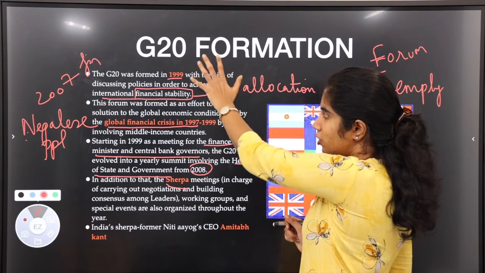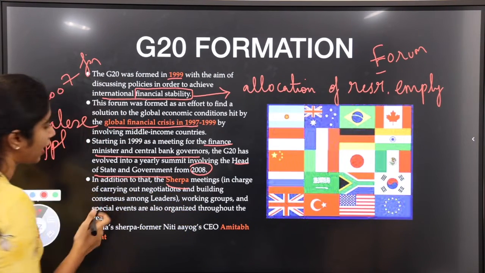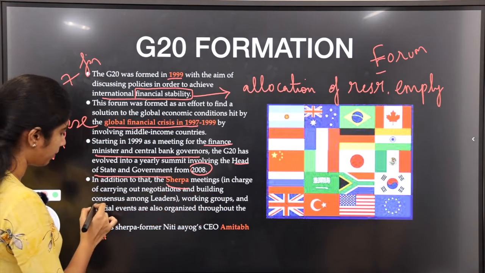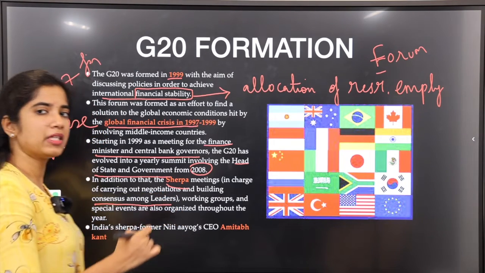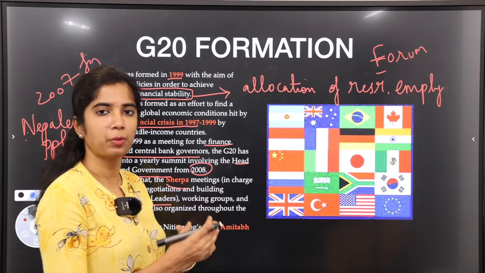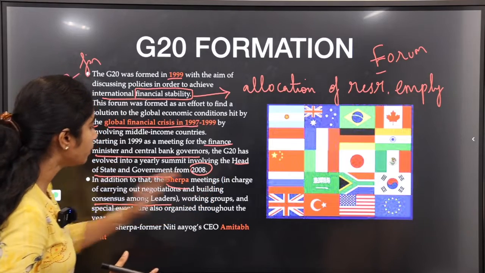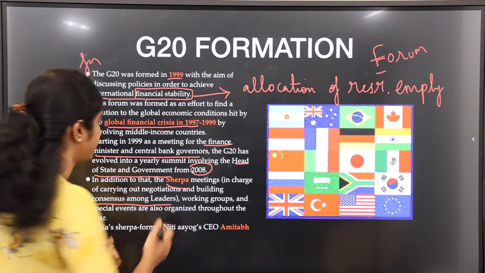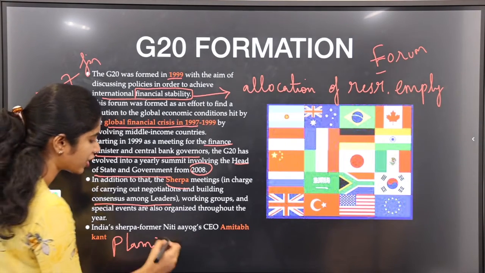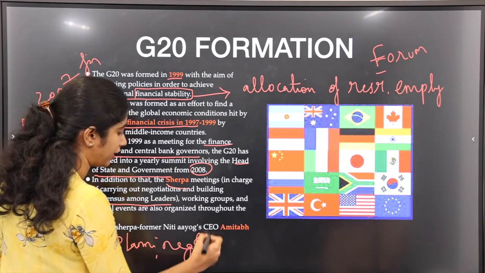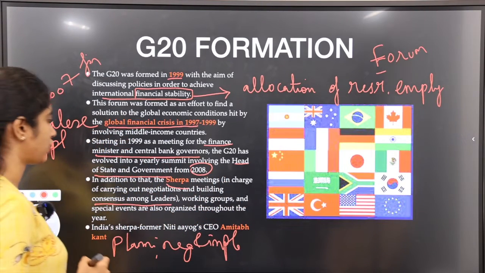So in this G20, what do Sherpas mean? They help in carrying out negotiations and building consensus among the leaders, because there will be some difference of opinion. You have to come to a conclusion regarding one particular topic, and the Sherpa helps to achieve those targets. Basically, they are involved in planning, negotiating the task and implementation of the task.